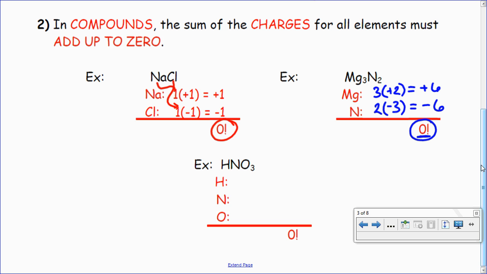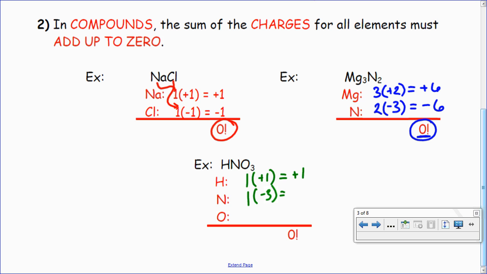We do HNO3. H, we've got 1 hydrogen times hydrogen's oxidation state, which 99% of the time is +1. I know it says there are 2 options up there, but we're really going to just go with +1 most of the time. Nitrogen, I have 1 nitrogen. Most of the time it's -3. Let's make sure that this works out.